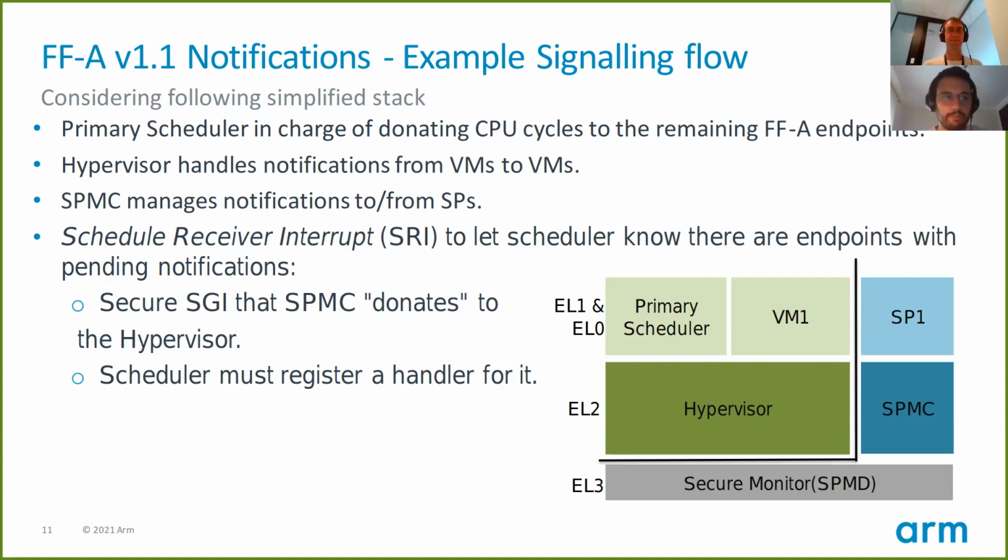We will also talk about the schedule receiver interrupt on the signaling flow. It's going to be handled by the primary scheduler. At initialization, by default, it was a secure SGI that we've configured as non-secure, thus donating it to the normal world. It is expected that in the system, the primary scheduler registers a handler for it.